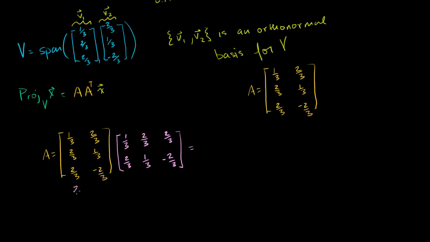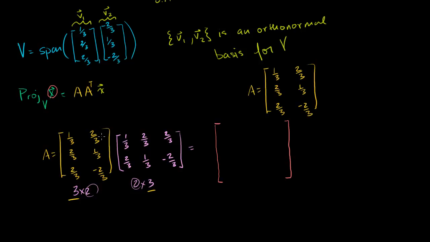So what is this going to be equal to? We have a 3 by 2 times a 2 by 3 matrix, so it's going to result in a 3 by 3 matrix. Which makes sense because this should be a mapping from R3 to R3. You give me some member of R3, and I give you another member of R3 that is in my subspace V and is the projection of x onto V. And we've also seen it's the closest member of V to x.